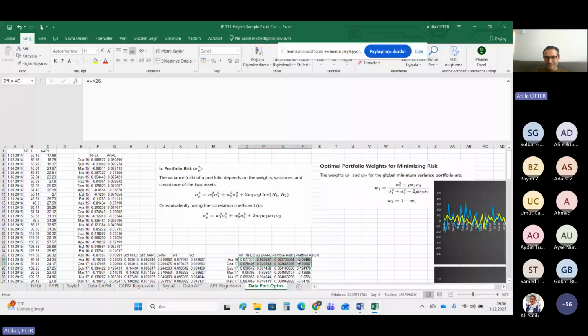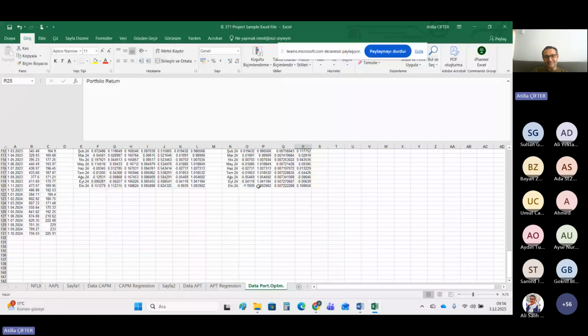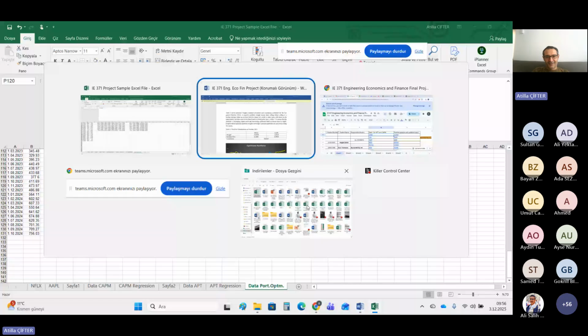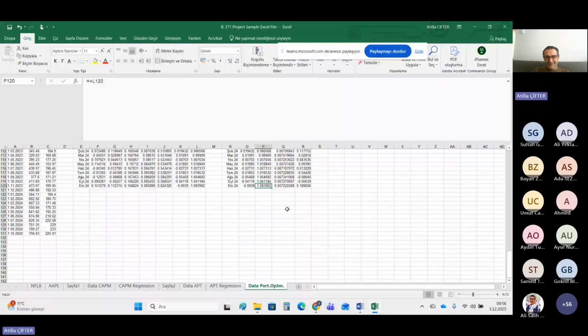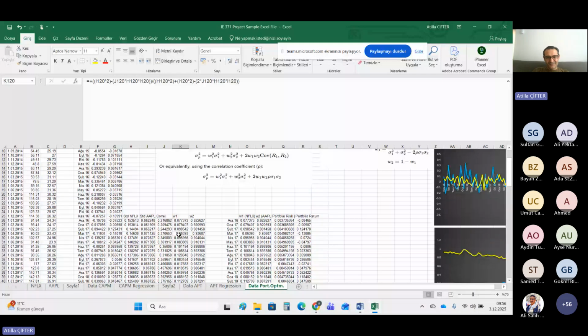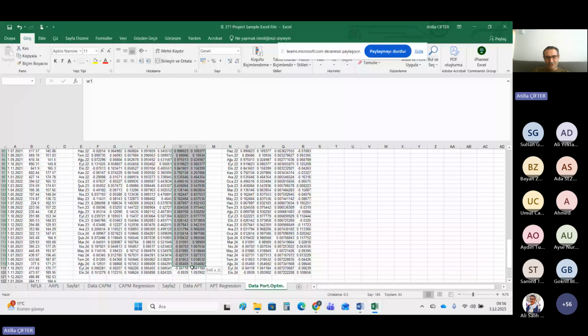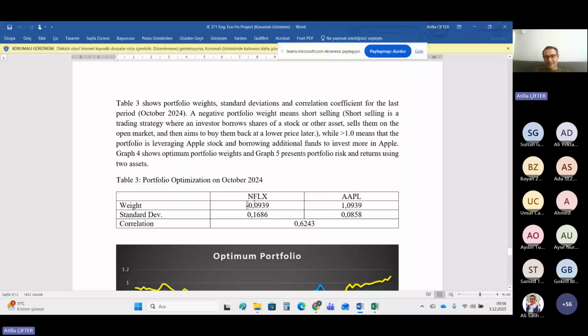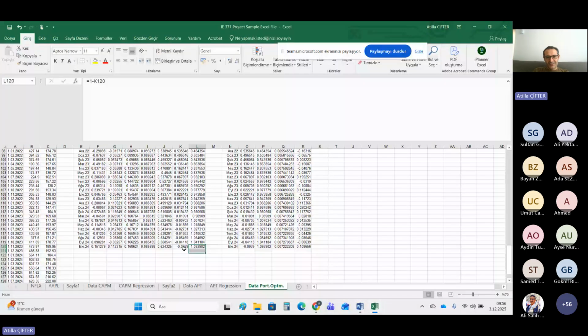Okay, Excel calculates everything. And then how do we prepare the table? Let's go back to the table. Here we take the last weights. You can see weights are here, weight 1 and weight 2. The last weights, in order to see the last observation: weight 1 is minus 0.09. Weight 2 is 1.0939. So I take these variables and paste.